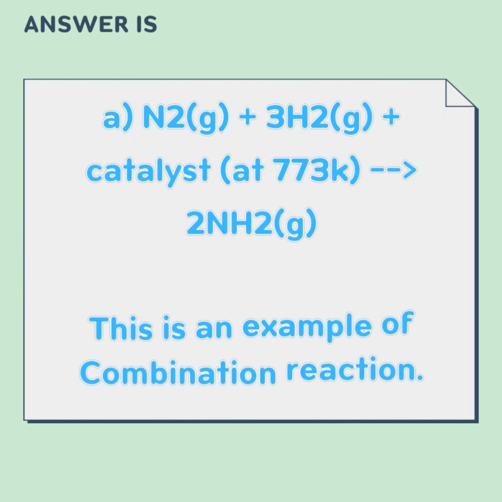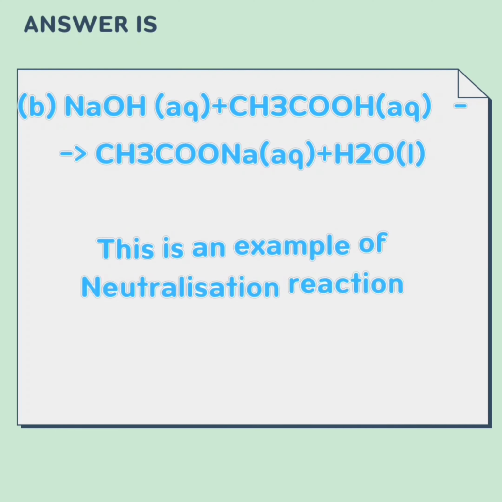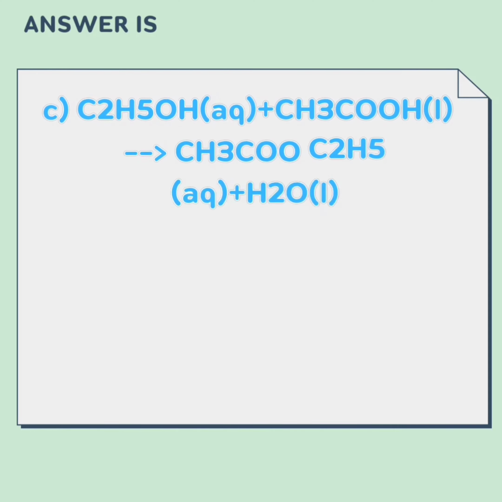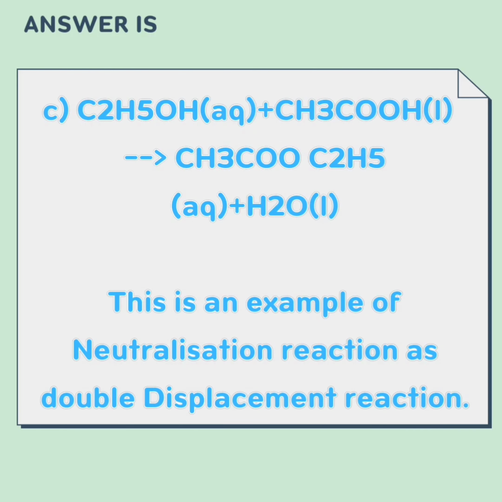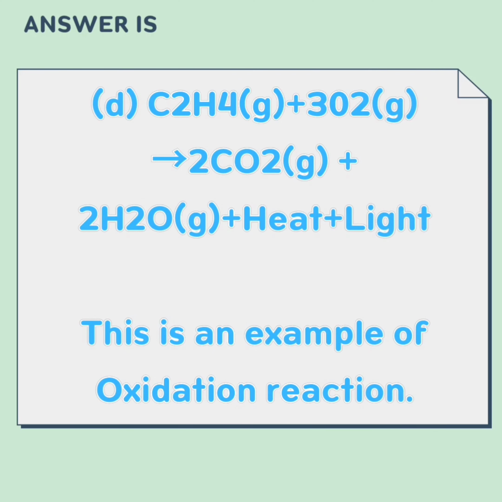Answer. This is an example of combination reaction. This is an example of neutralization reaction between a strong base and weak acid. This is an example of neutralization reaction as double displacement reaction. This is an example of oxidation reaction.